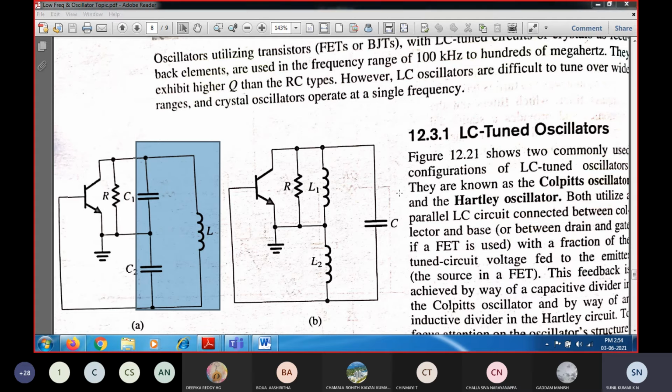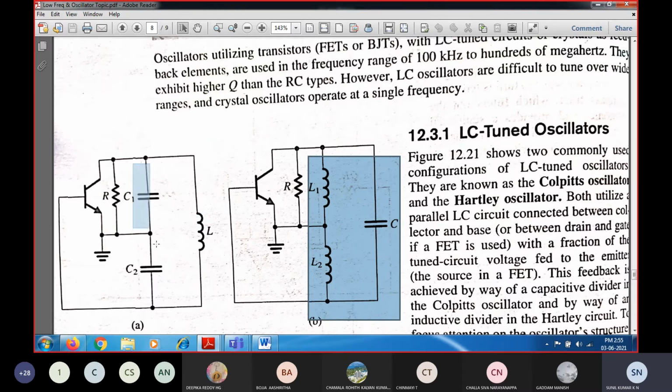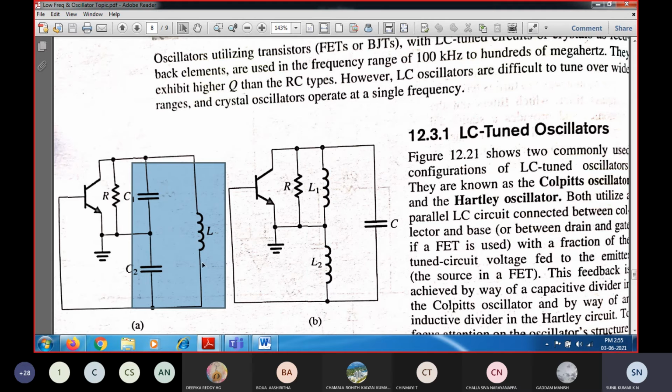So this is the Hartley feedback element, and the other will be considered the Colpitts oscillator. Along with that, we are going to have another one: a resistance connected between the collector and emitter, or collector and ground. This resistance will always be connected in order to overcome the losses that happen in the inductor or capacitor. The inductor will have certain losses.